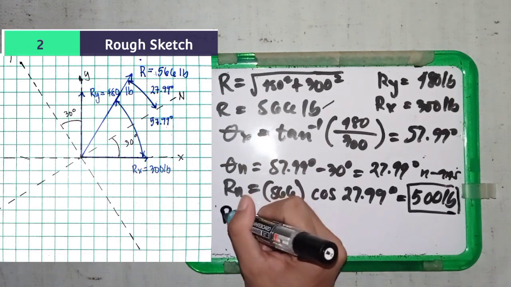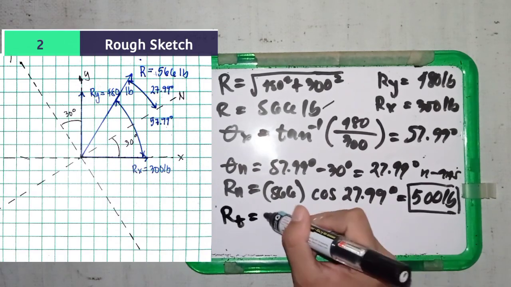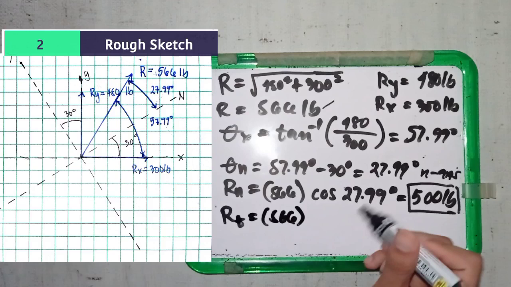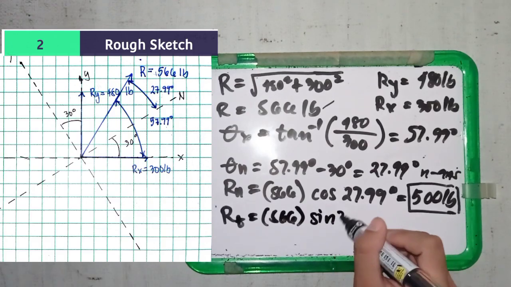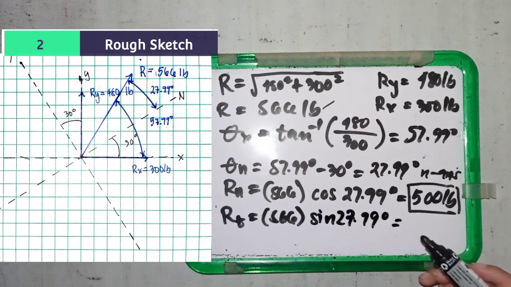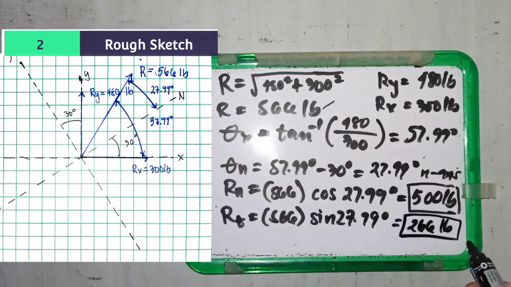And next is we need to find the t-axis resultant's component. So again, the magnitude 566 pounds times sine 27.99. If we are going to solve this, we got 266 pounds. And that's the final answer.